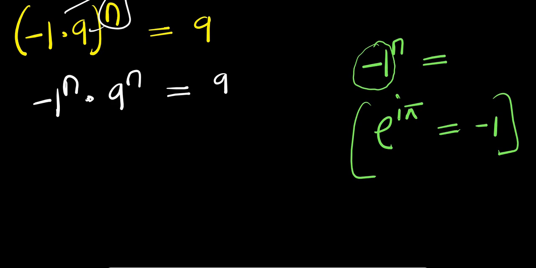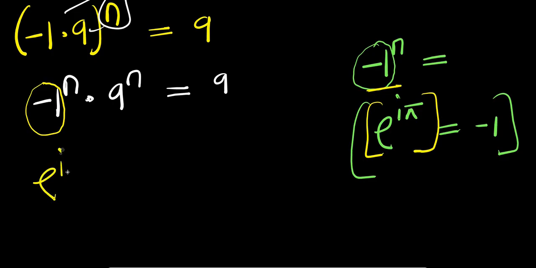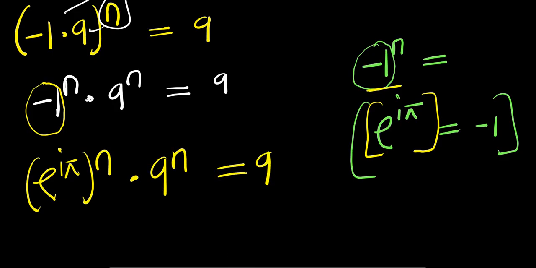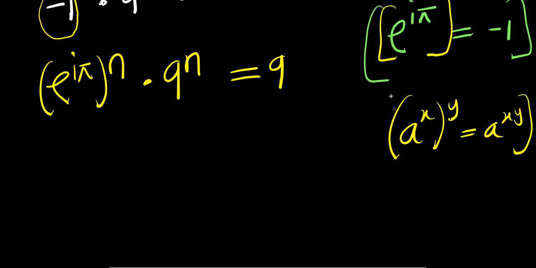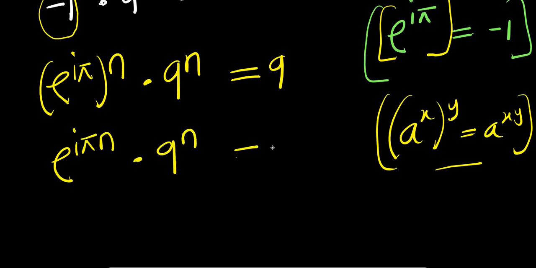So replacing this negative 1 with e power i times pi and doing the same here, we have e power i times pi power n times 9 power n equals 9. Now, a power x power y equals a power x times y. Applying this right here, we have e power i times pi times n times 9 power n equals 9.